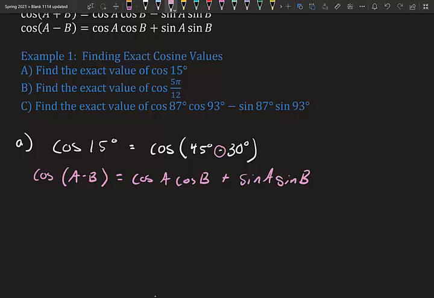So what is A? What is B? Well, that's what we got for the 45 and the 30. So that's our A and that's our B. So let's plug it back in. So we have cosine A, which is 45 degrees. And then we have cosine B, which is 30 degrees. And then that's plus sine A, so sine 45 degrees. And then sine B, so sine 30 degrees.